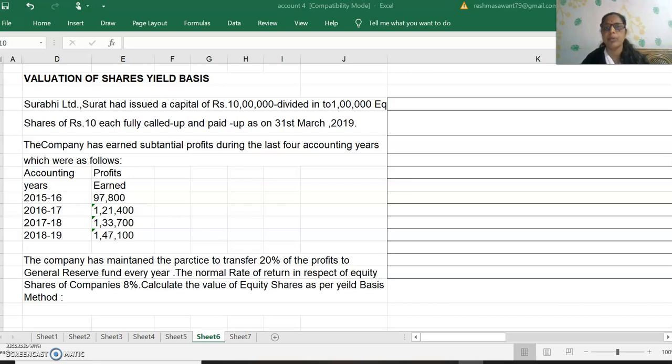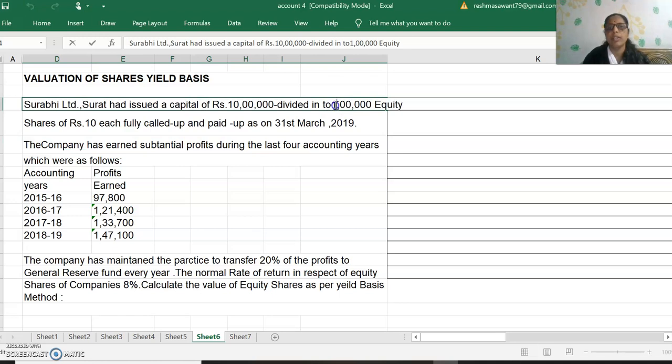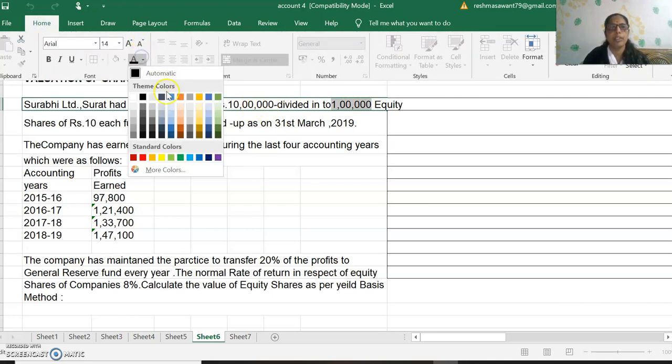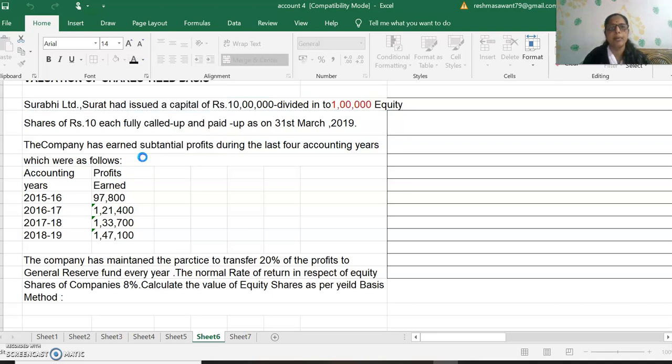In the yield basis method, we have to calculate some basic points. First, we have to understand what the question is and what the requirements of the question are. Surya Limited, Surat had issued a capital of 10 lakh divided into 1000 equity shares of rupees 10 each, fully called up and paid up as on 31st March 2019. There is no balance sheet, but they mention the number of equity shares.